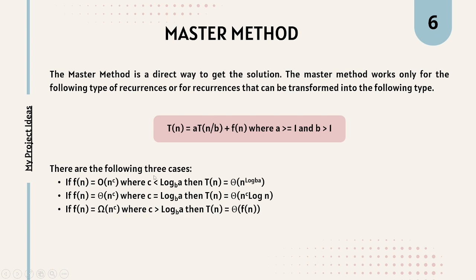So there can be three cases. If Fn is equal to big O of n to the power c, and c is less than log a base b, then your Tn will be this. For these two other cases also, your Tn is mentioned as such. So this is the master method, which is easy and you can use it as such.